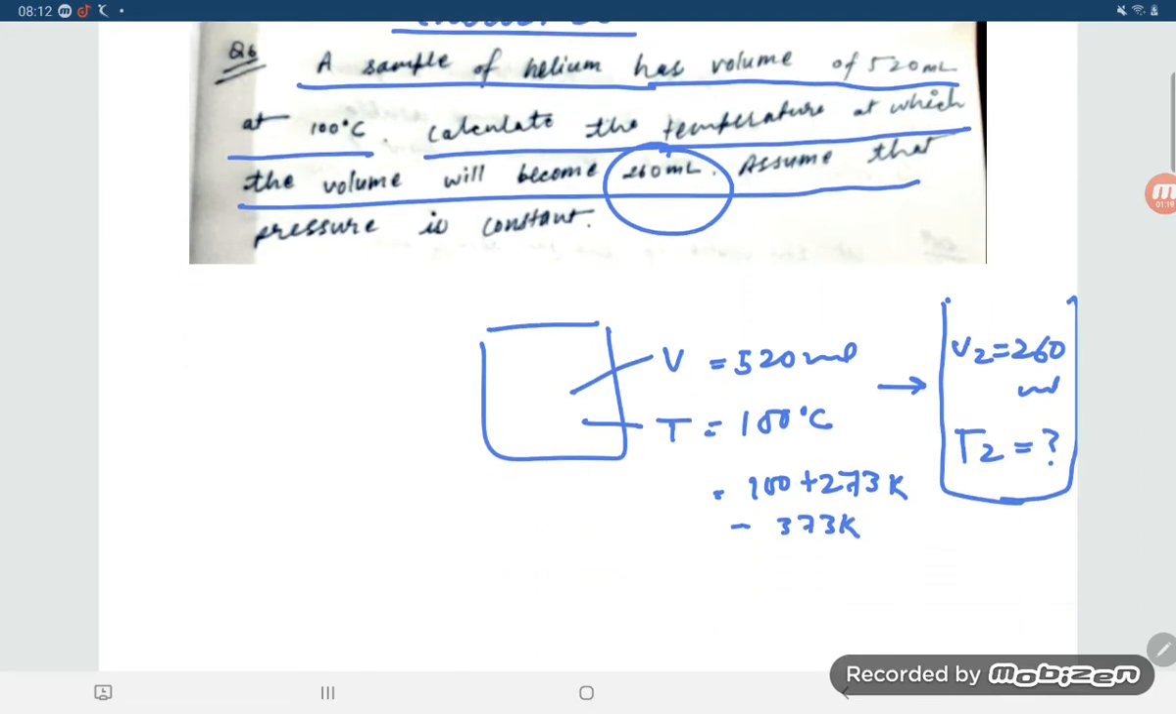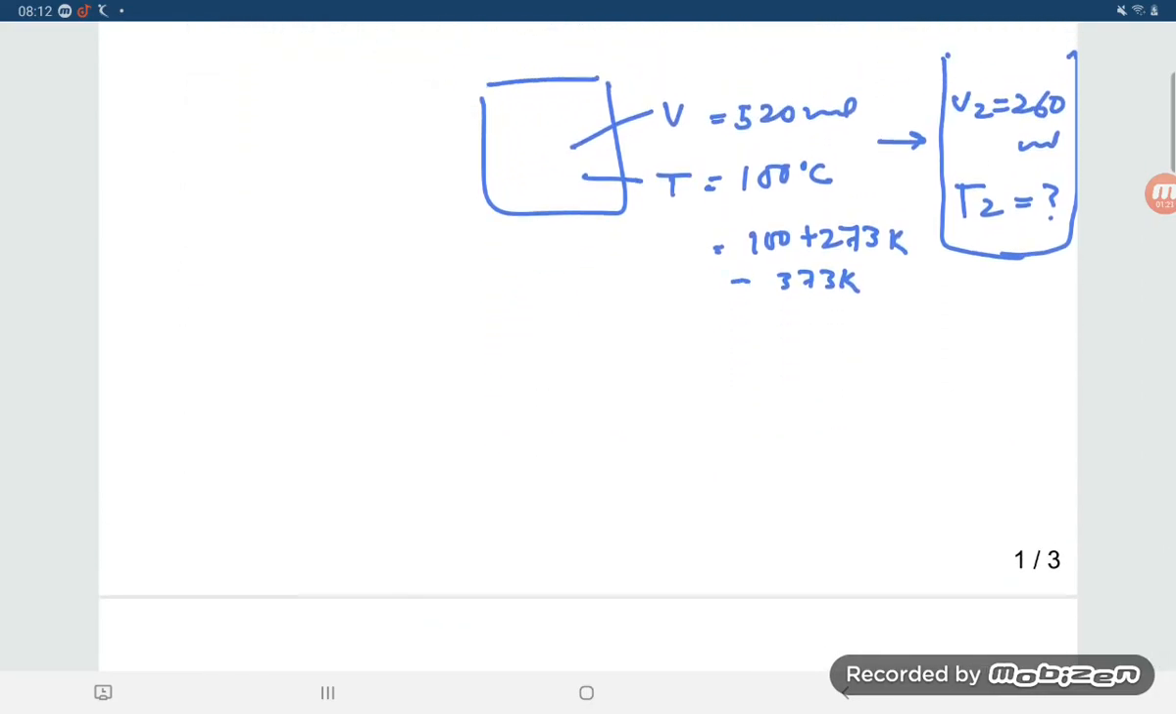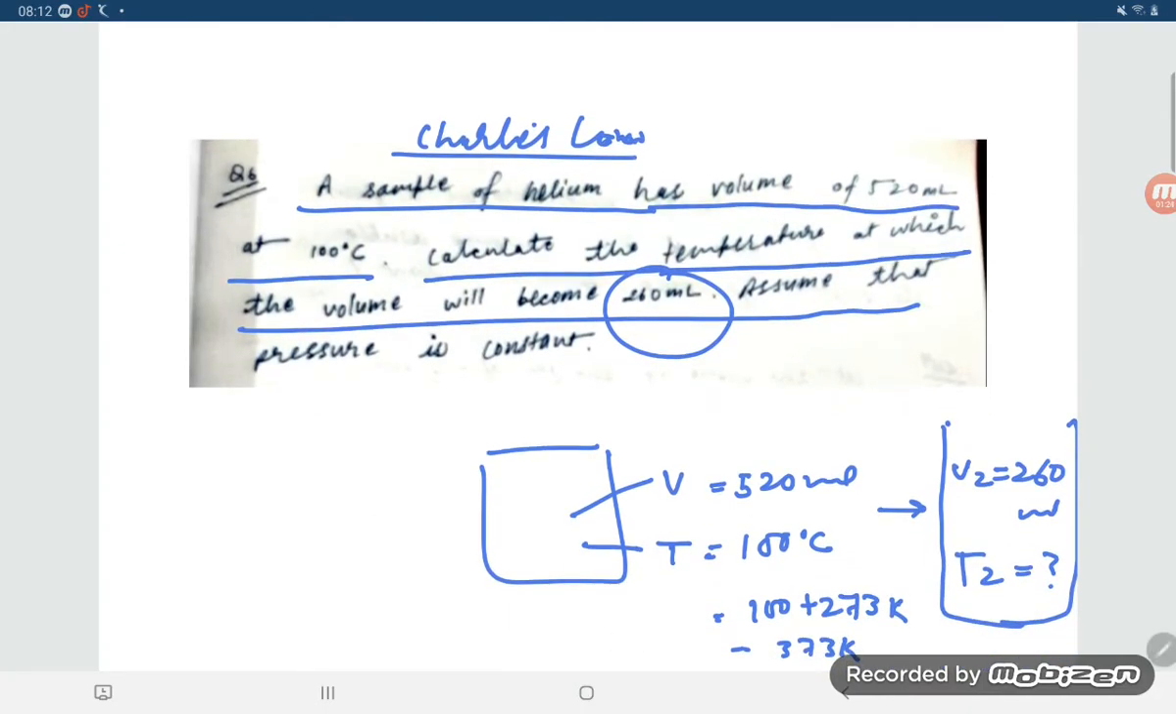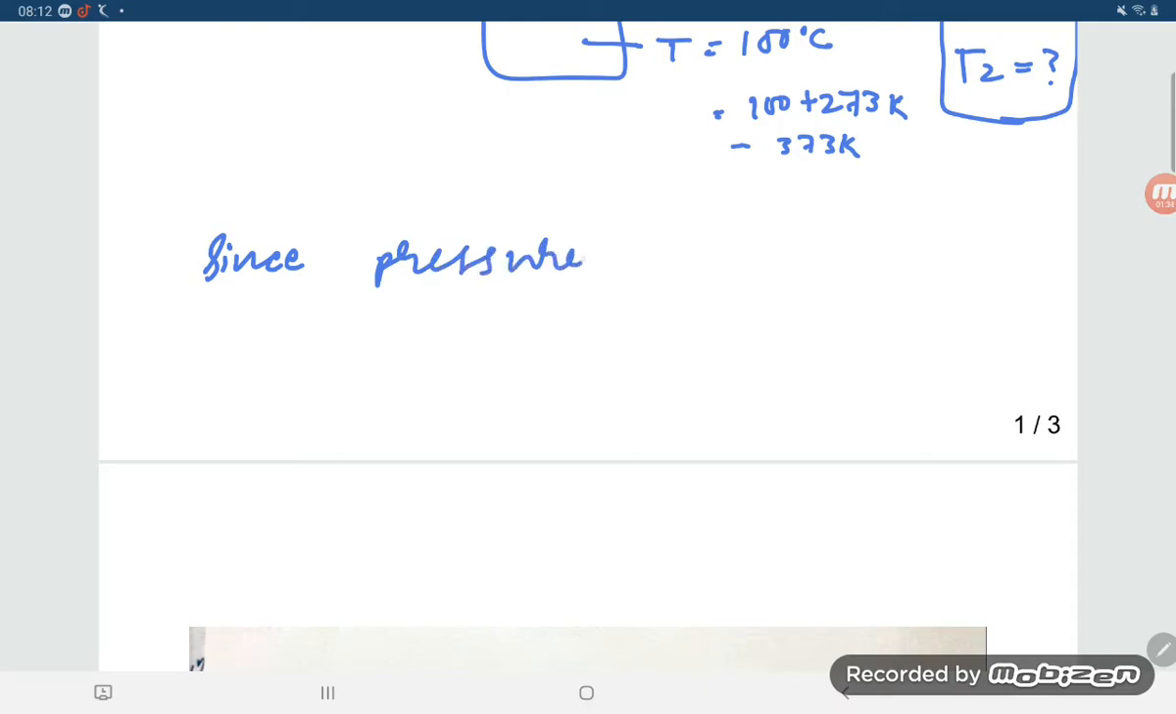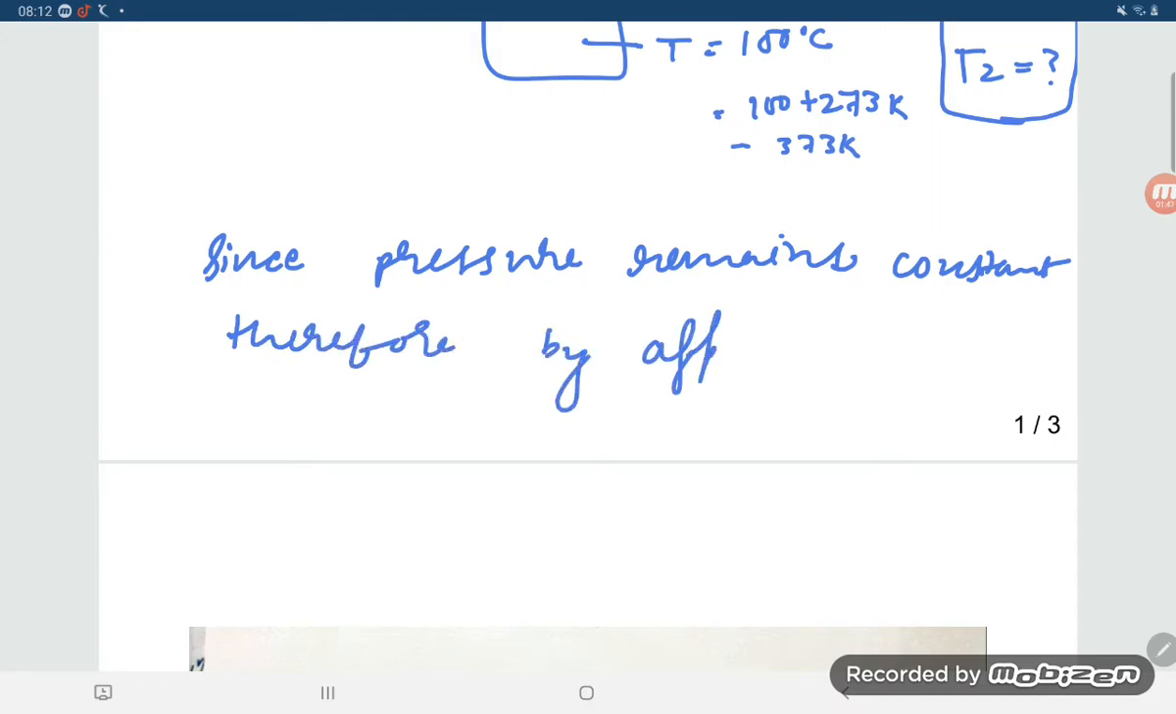Okay, so let us try to solve this problem, student. Since they are saying the pressure is constant, and the amount of gas is also constant, what can we write? Since pressure remains constant, therefore, by applying Charles law, what will you get?